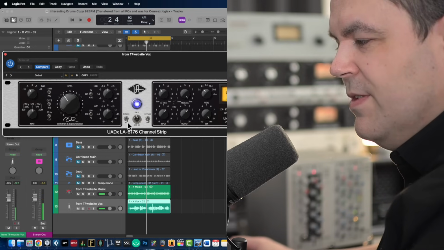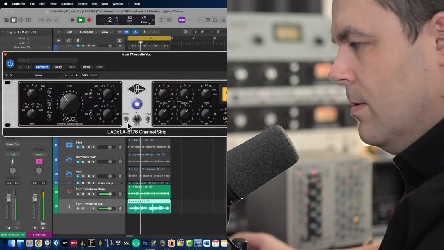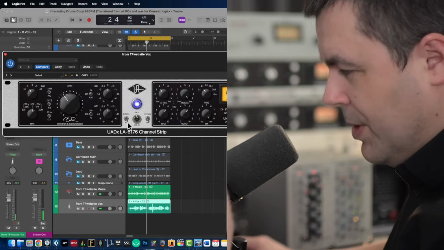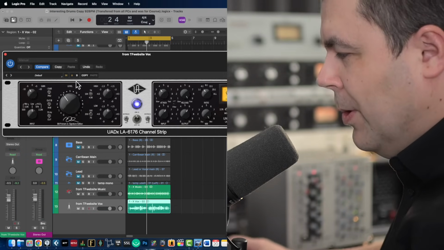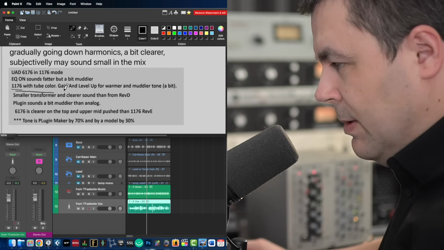With EQ it sounds fatter. Ooh, kind of, in the vocal, you know, it appears with this EQ on instead of bypassed. Basically, this plugin is a 1176 with a tube color.